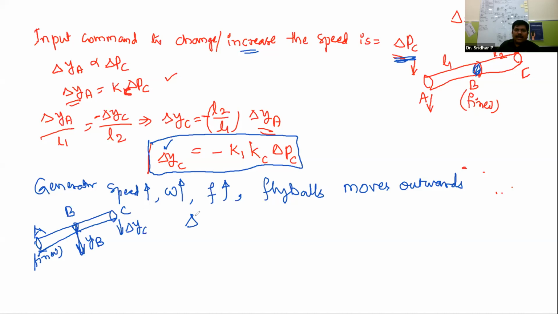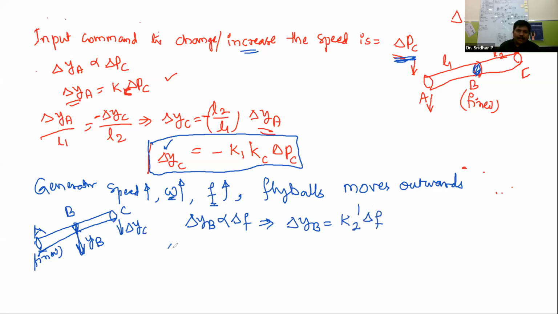So what is the relation now? First, delta YB is directly proportional to the change in frequency. Whatever delta PC you have given, there will be a change in the speed and a change in the frequency. So delta YB is equal to some K2 dash into delta F, where F is the frequency.